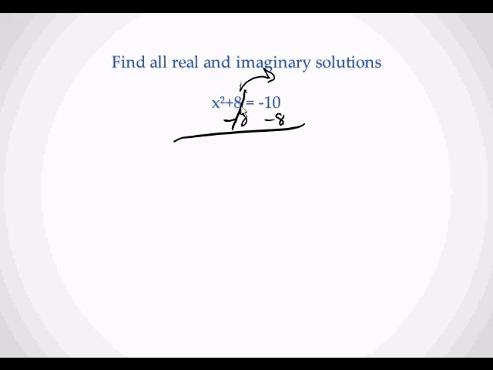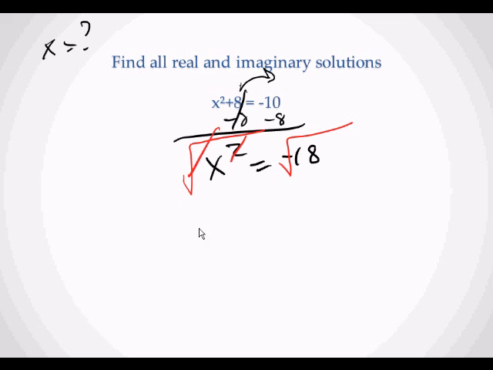Find all real and imaginary solutions. Since I don't have any x's, I have x squares. I want to take the 8 to the other side. Minus 8, minus 8. I'm left with x squared equals negative 18. So I'm trying to find out all the solutions. I'm trying to find out what x equals. I have x squared. The opposite of x squared is to take the square root. Square root and a square cancel. I'm left with x. And then I have the square root of negative 18.